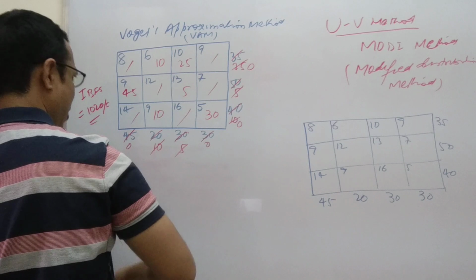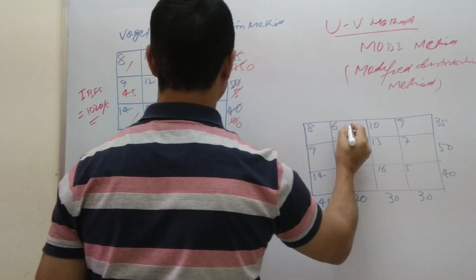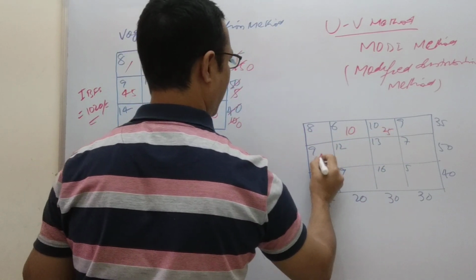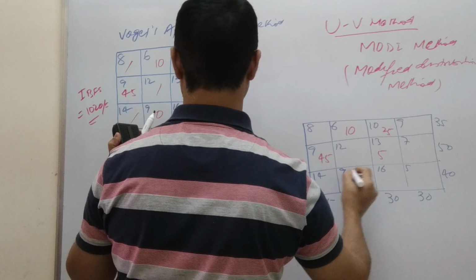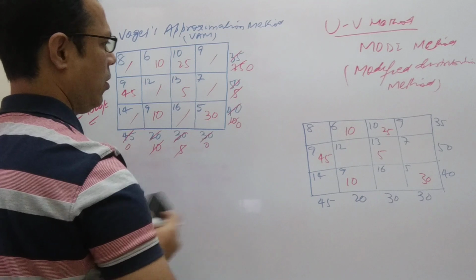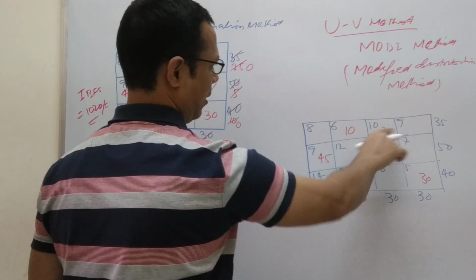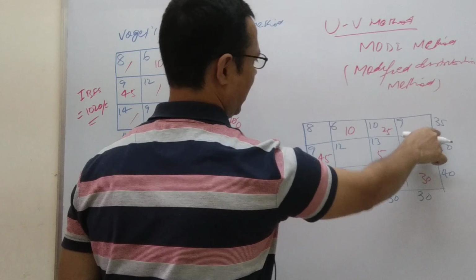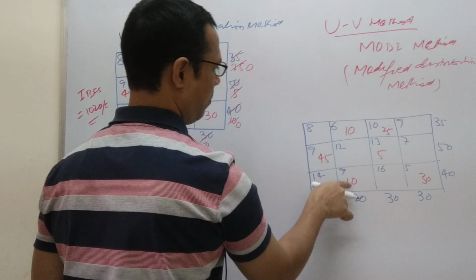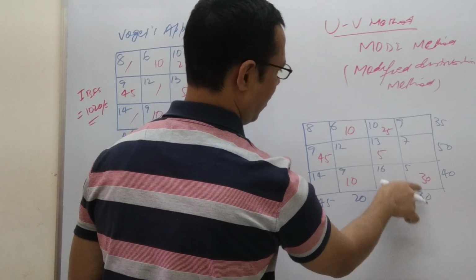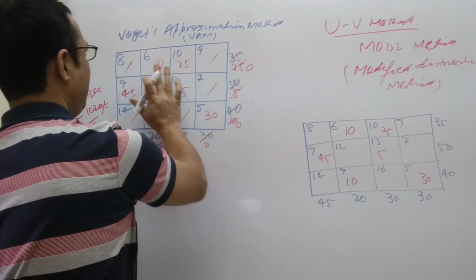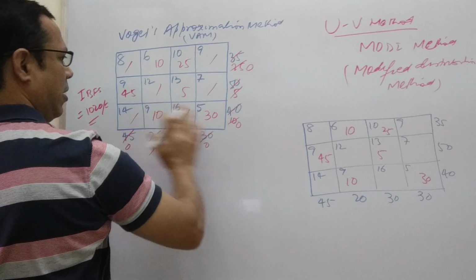Now we just mark where cells have already been allocated. This cell is called an allocated cell: 10, 25, 45, 5, 10 and 30. Just for confirmation, add 25 plus 10, 35; 45 plus 5, 50; 10 plus 30, 40. Here also 10 plus 10, 20; 25 plus 5, 30; and 45. Yes, it's right. So we got this result from Vogel's approximation method. This is called the initial basic feasible solution.